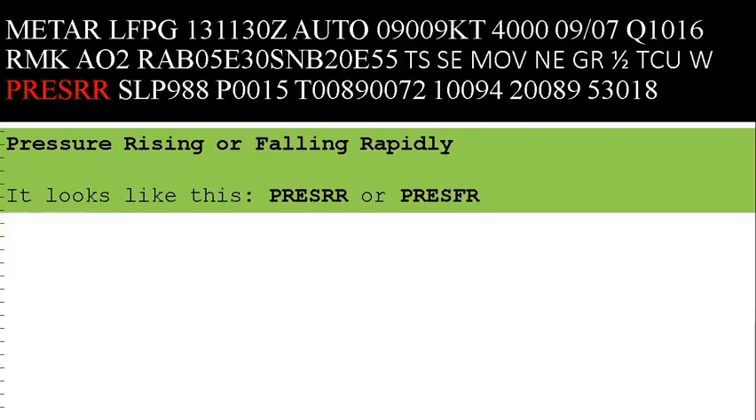Then pressure rising or falling rapidly. It's very important to know that the weather is going to change very soon. Whenever we get this information, it will be like this: PRES pressure rising rapidly RR, and then we have PRES falling rapidly FR. It's very simple to decode this. Just go through it once, twice, thrice, and you will practice it.